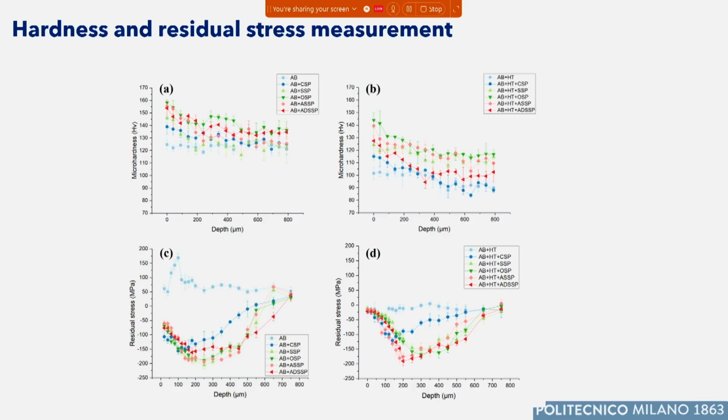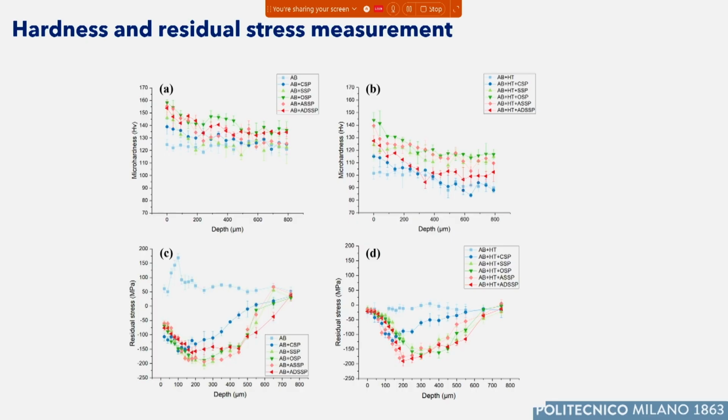Here are the hardness and residual stress measurements. In the left part of the slide, A and C, we have the hardness and residual stress without the treatment. Here we have the same quantities for the samples that were heat-treated and then shot peened.